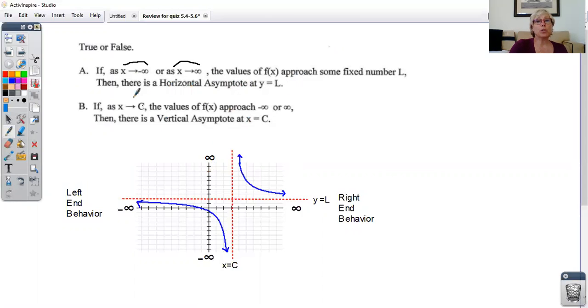If the curve approaches C, we're talking about the vertical line x equals C. And so as x approaches C, the function or curve either goes down to negative infinity, see here it's going down, or up to positive infinity.